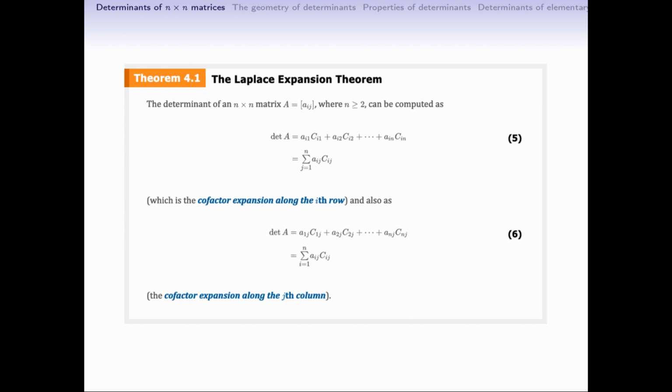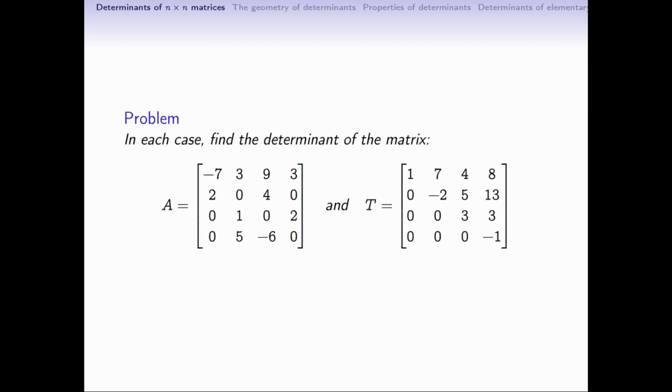All right, so let's put our formulas to use. Here are a pair of 4 by 4 matrices. One is called A and one is called T. Let's find the determinant of each matrix. Now, what's important here in both cases is to pick an advantageous row or an advantageous column along which to expand. So let's head over to the document camera and see if we can find some very efficient ways to calculate the determinant of A and the determinant of T.